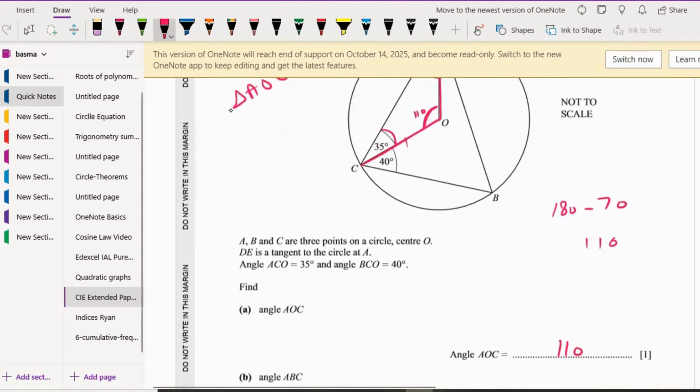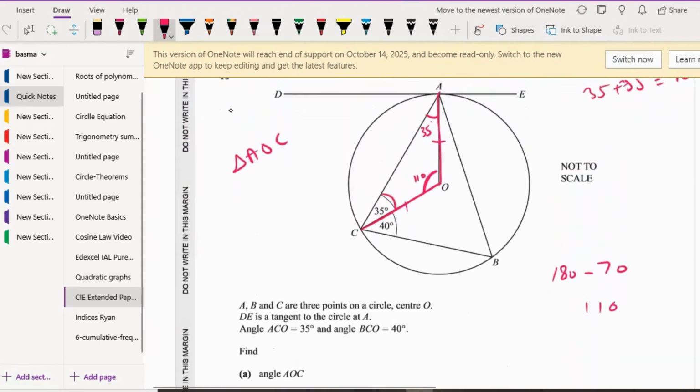Angle ABC, A to B to C. So if you notice, go for A to B to C. So this angle, they're looking for this angle here at B. How do we find the angle at B?